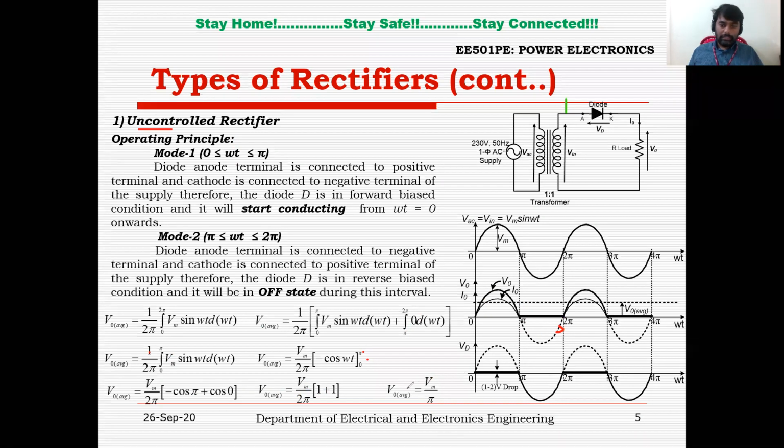Here you can see the Vm is constant, which is root 2 times the supply voltage. Here you can write Vm equal to under root 2 into V supply, right? Which is always constant, and pi is also constant. So you can see the average output voltage is always constant.